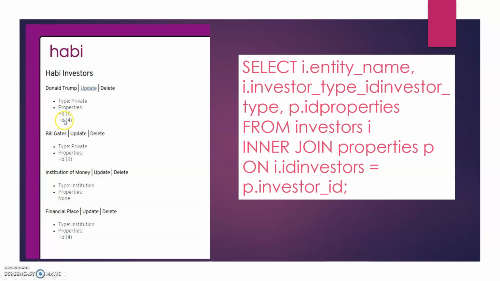And we did some things. We did some CRUD statements on our properties table. We added one more property for Donald Trump, and the property that we deleted was invested in by the institution of money. And now they have no properties to invest in because that was the only one they had invested. So our CRUD statements on our properties table affected our investor table exactly the way we wanted it to.